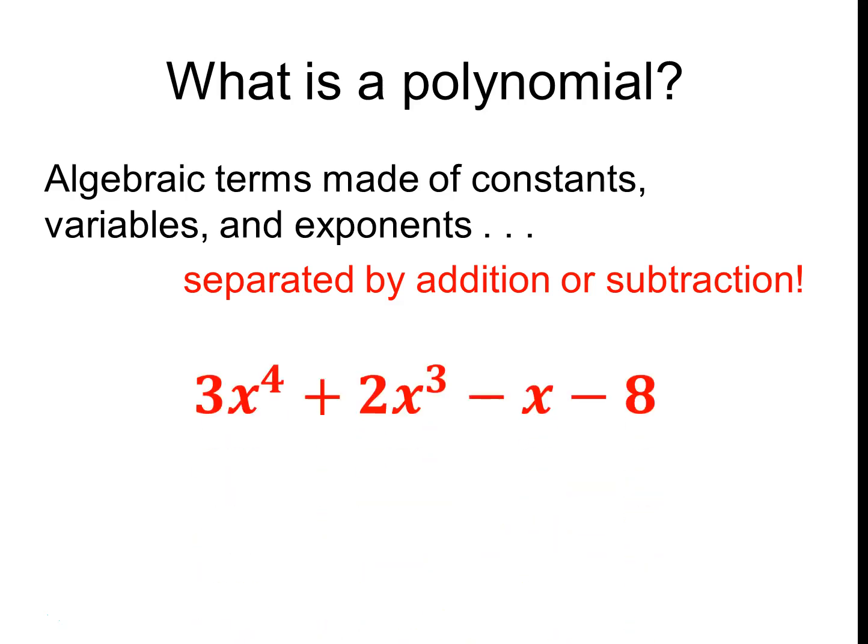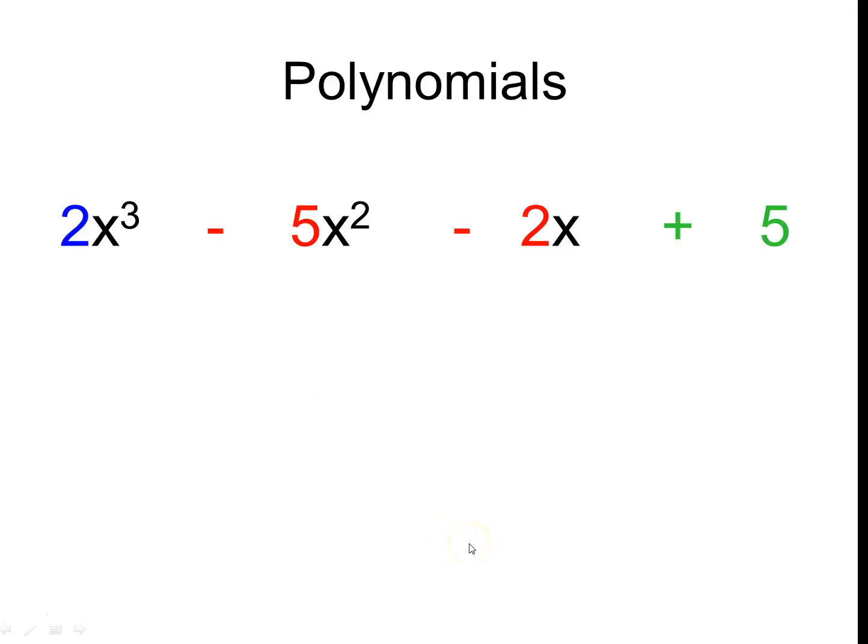And this is what it looks like. 3x to the fourth plus 2x to the third. You've seen many of them through the years, but this is a polynomial. It has four terms. There's 1, 2, 3, 4, and they're all separated by addition or subtraction. So this is a polynomial. But we have a lot of vocabulary we need to get through. So let's think about this.